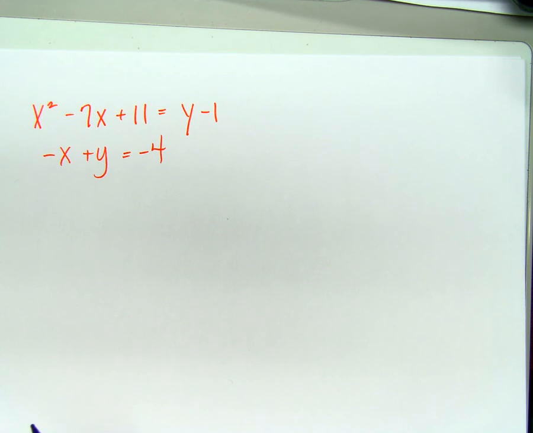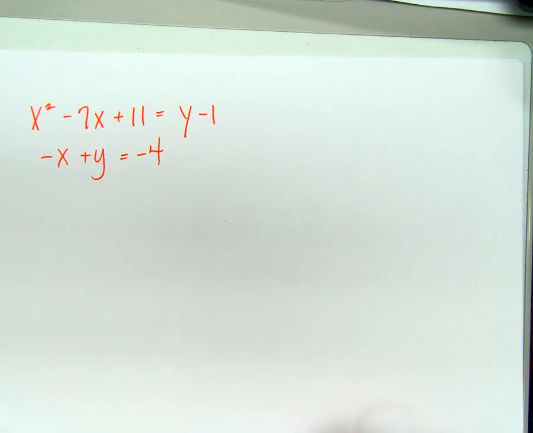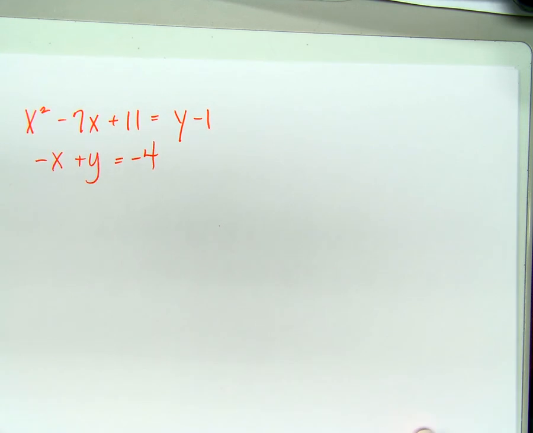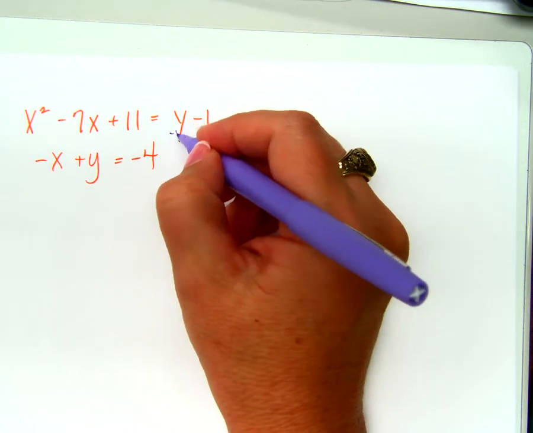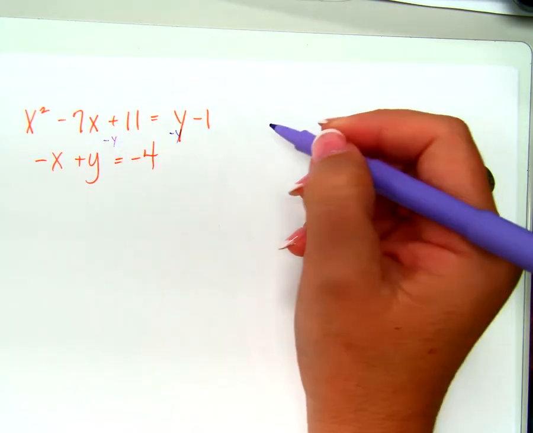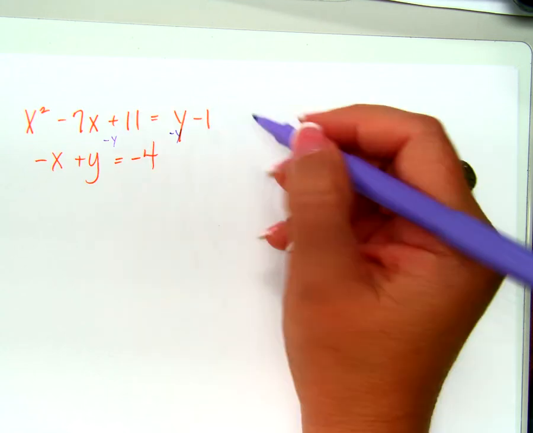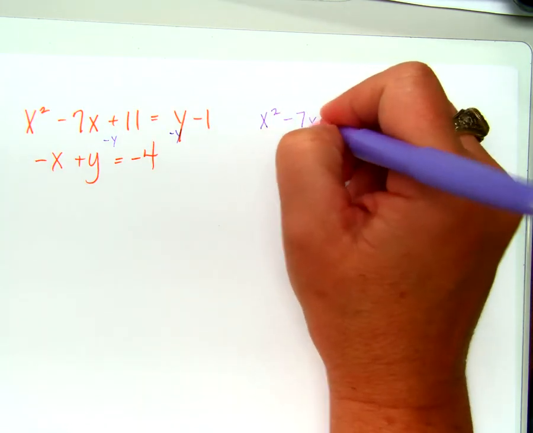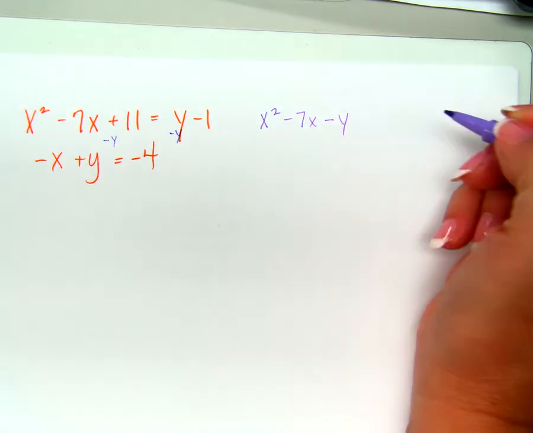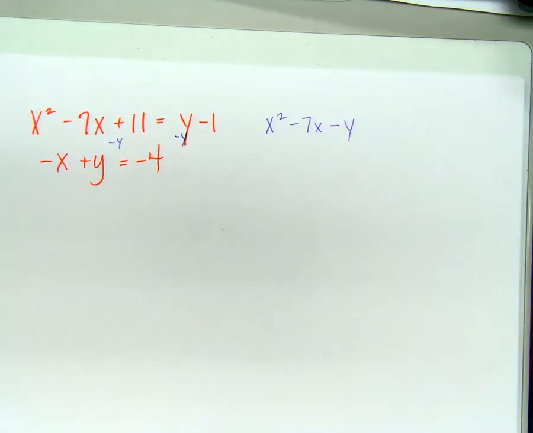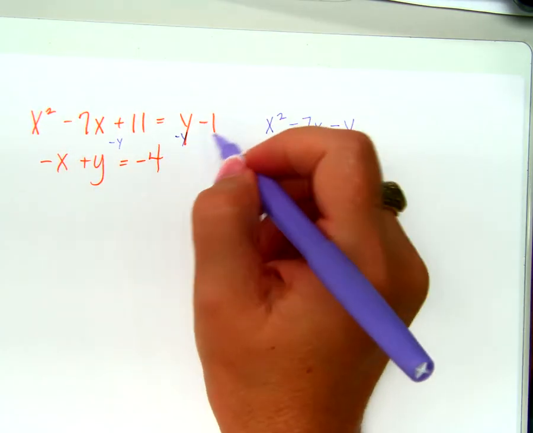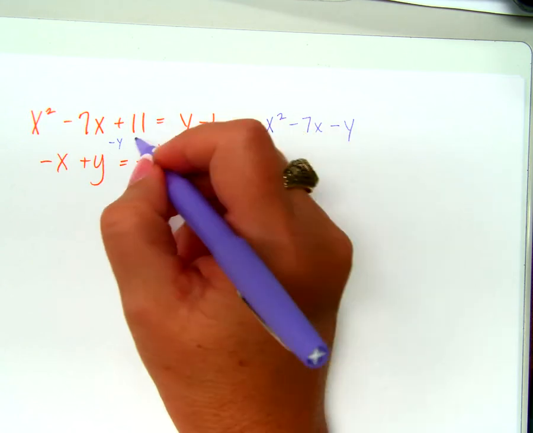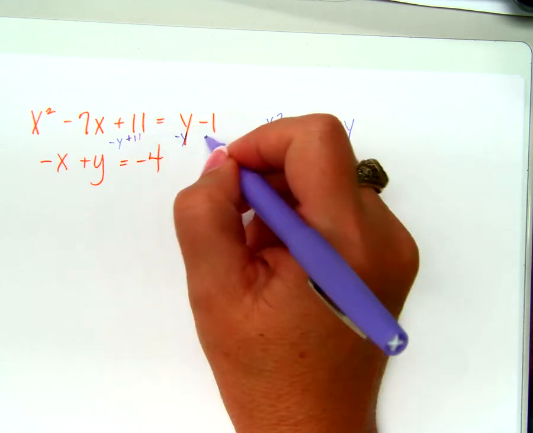We want to get rid of the y's, don't we? In order to get rid of the y's, we really want to have some sort of structure set up. So what I'm going to do is subtract a y from both sides of the first equation. X squared minus 7x minus y. I also want my constants all on one side, don't I? So let's add 11 to both sides. Are you okay with that?